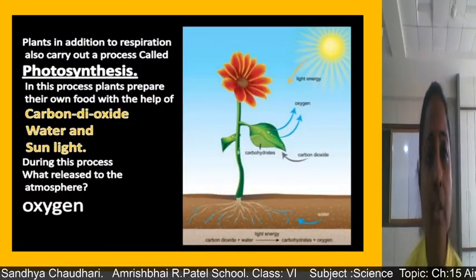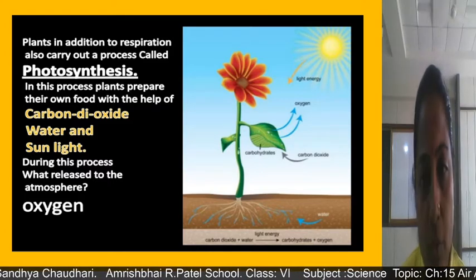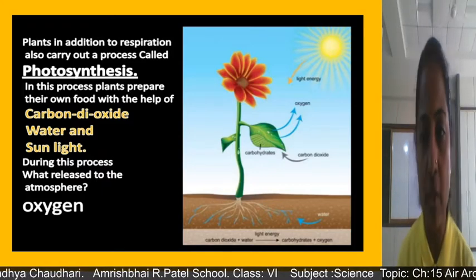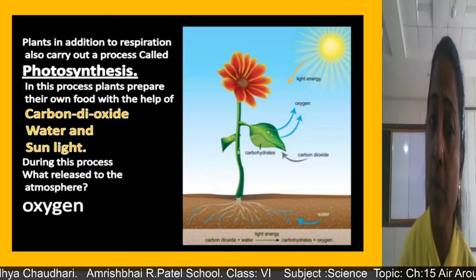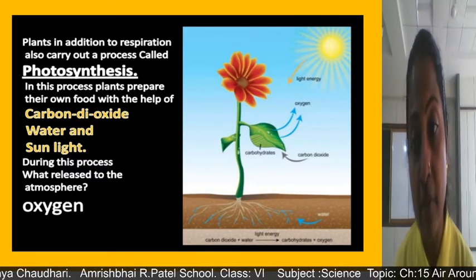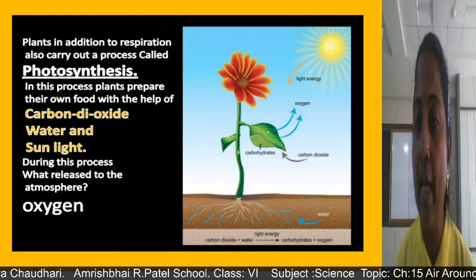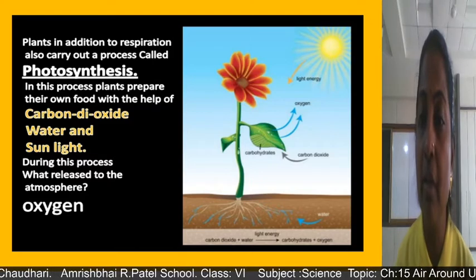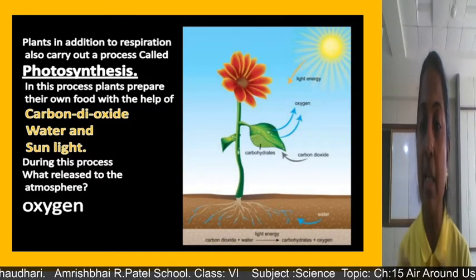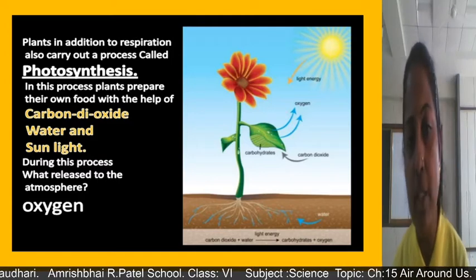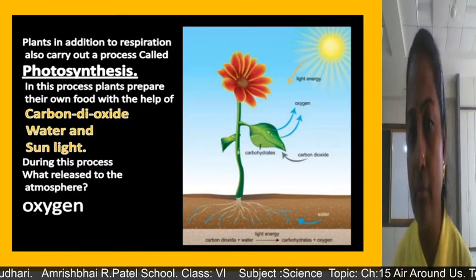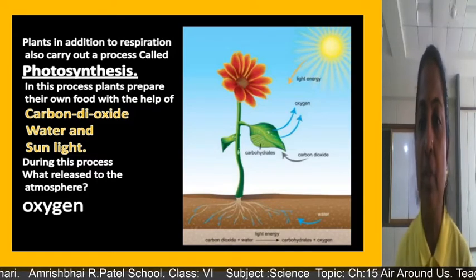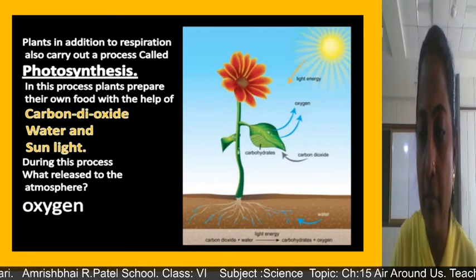Now plants, in addition to respiring, also carry out a process called photosynthesis. We have already seen, children. In this process, plants prepare their own food with the help of carbon dioxide, water and sunlight. And during this process, what is released to the atmosphere, children? That is oxygen. And that's why I have asked you one question: how are we refilling that? How is it balanced? Because on one side carbon dioxide is utilized, on the other side the plants are providing oxygen to the atmosphere. So in this way it is a balance, it is a cycle.